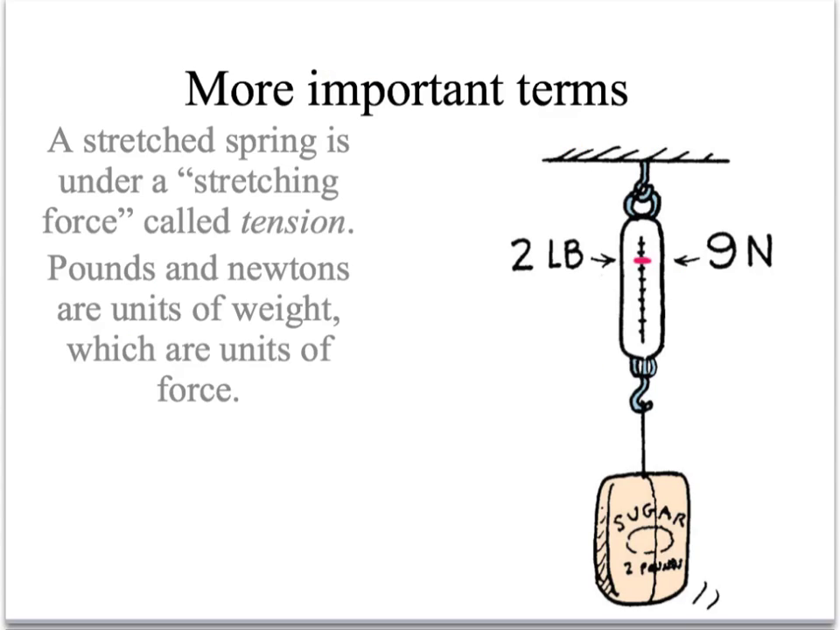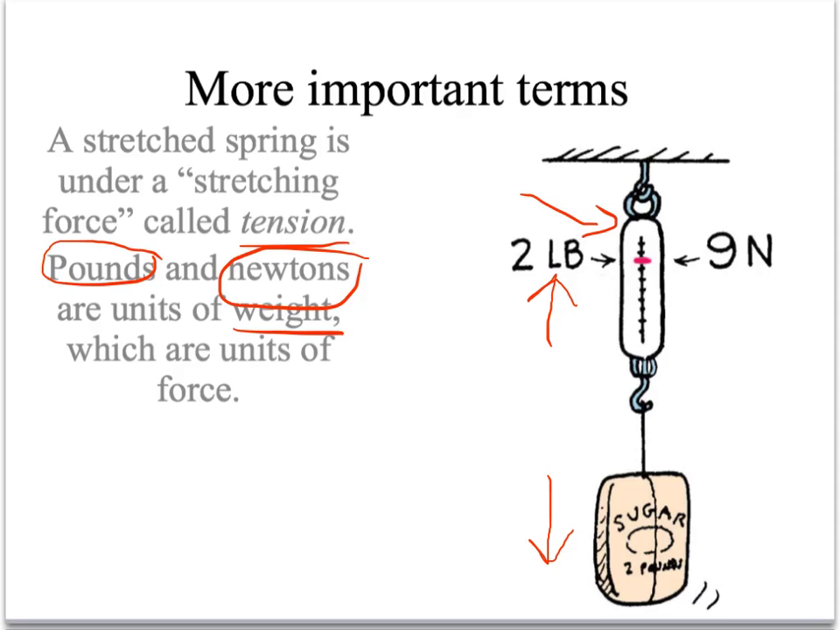Two important terms dealing with force. One is called tension, which is a stretching force like what would be seen in the scale here, and weight, which is a product of mass and gravity and can be measured in pounds or newtons. Over to the right, there is a bag of sugar with a weight of 2 pounds acting down in this direction, and the scale, because of the force of tension, is reading 2 pounds, and that force, the tension force, would be directed upwards.